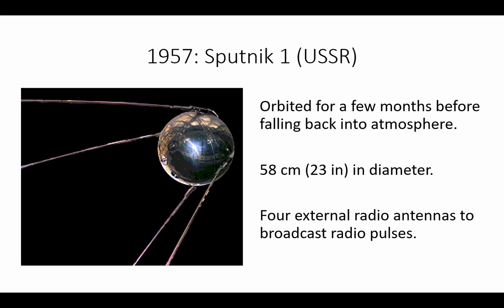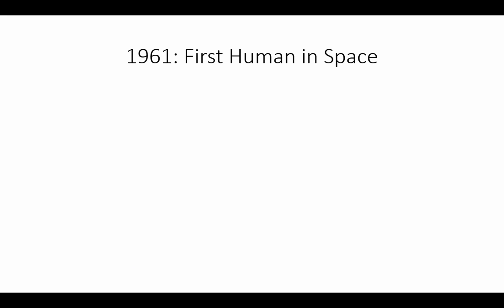All right, so this orbited around the planet for a few months before it fell back into our atmosphere. And it was pretty small. It was only 23 inches in diameter, but it had 4 external radio antennas. It was able to broadcast a radio pulse. That was about it. Pretty basic.